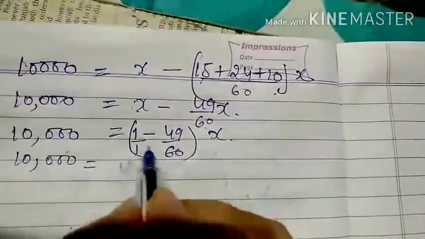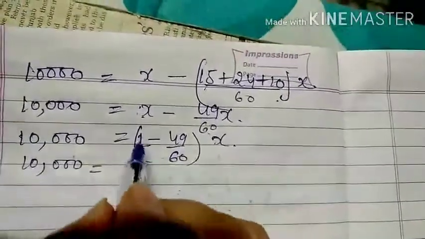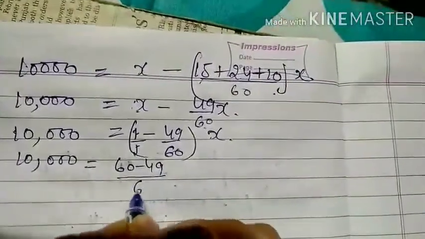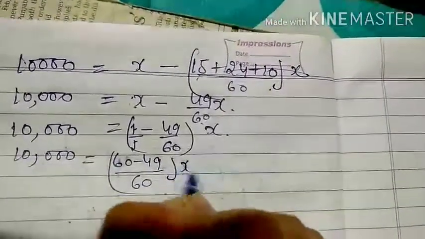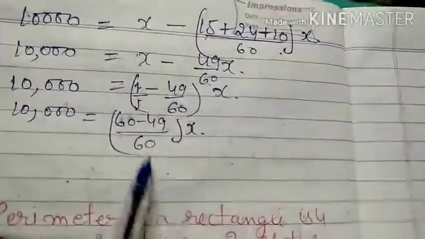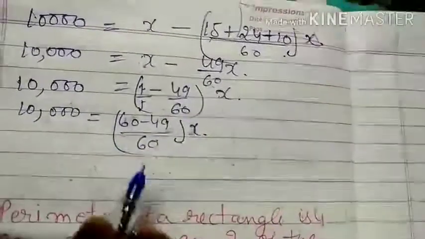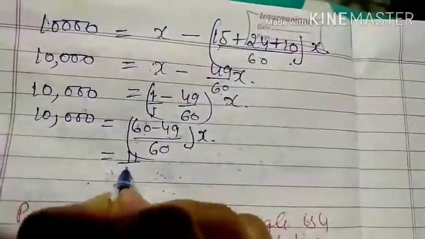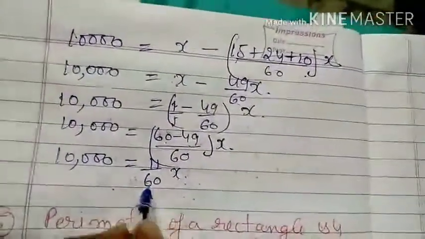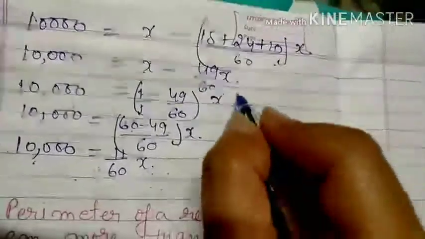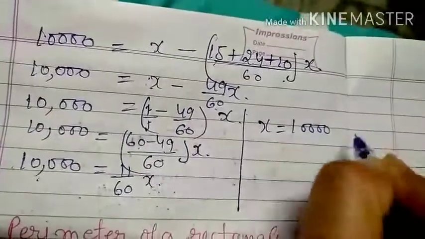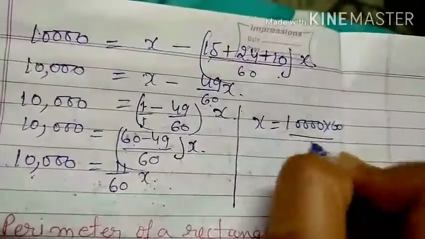So when you take the LCM, we need 60 here. If you need 60 here, 60 should be multiplied in the numerator. 60 minus 49 by 60 x. Okay, so if you subtract this, this gives you 11 by 60 x, then 10,000. When this term goes to the other side, it will be divided like this. X is equal to 10,000 into 60 by 11.